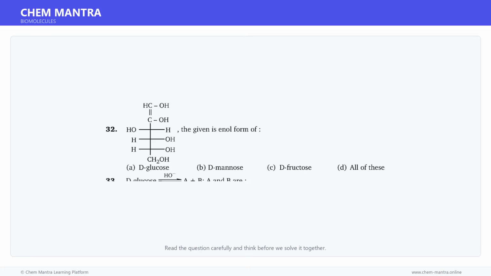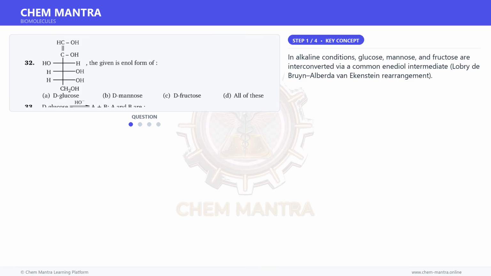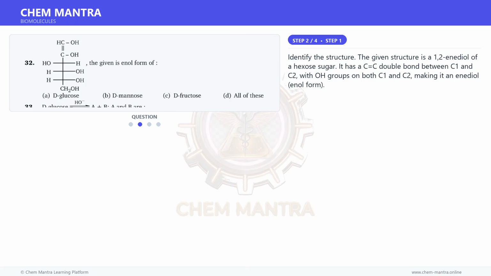Here is a question. Read it carefully and think about the answer. Let us solve it step by step. Let us first understand the key concept here. In alkaline conditions, glucose, mannose, and fructose are interconverted via a common enediol intermediate, the Lobry de Bruyn–Alberda van Ekenstein rearrangement.